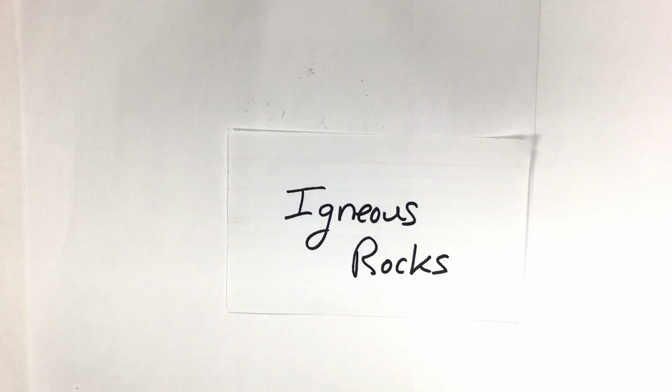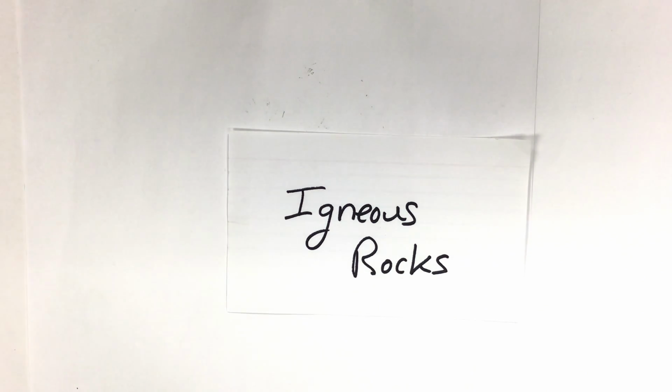So igneous rocks have a history of melting. These are rocks that have at one point been either magma or lava, but they melted completely and then they cooled and formed into new rocks. There are two broad categories for igneous rock, and those are intrusive and extrusive.